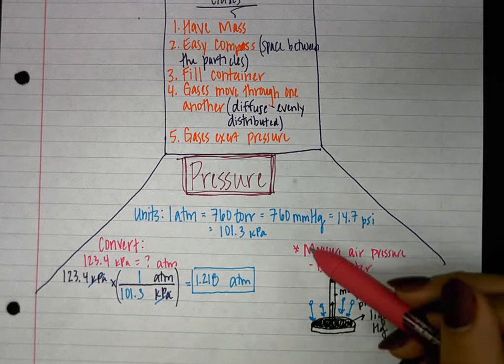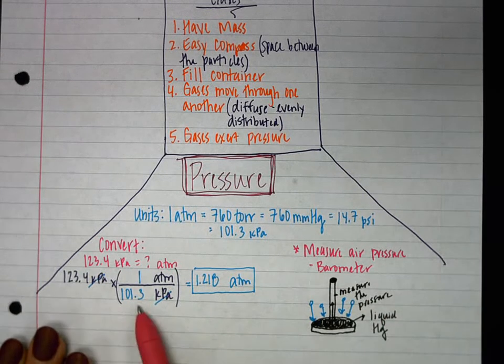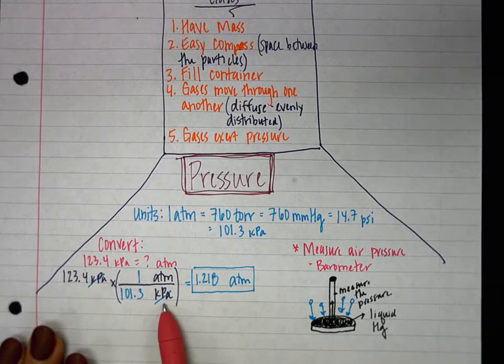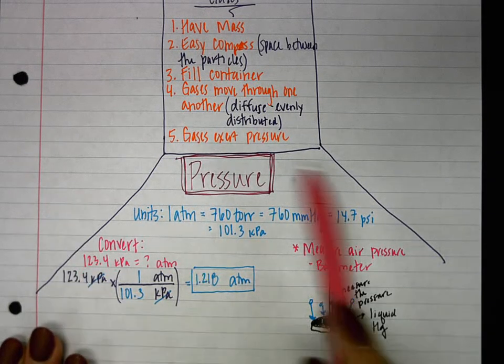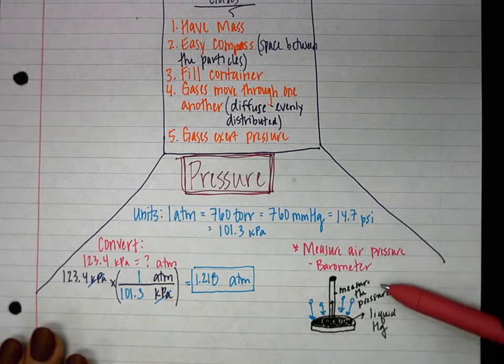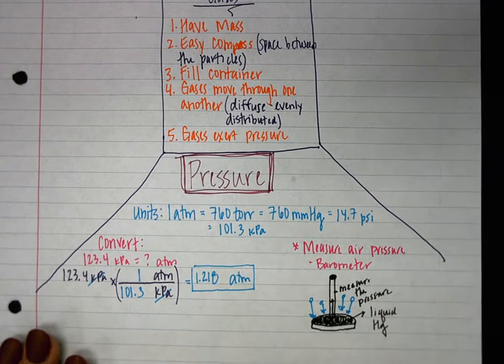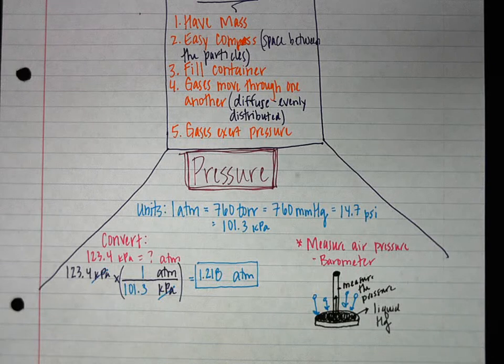Okay, so we went over our pressure. We did a pressure conversion. We converted one unit to another, making sure units cancel out, okay? You're going to do some practice with that after we finish the other quadrants, okay? And we also talked about the barometer and how the air pushes down on it and can push the liquid mercury up and we can record it, okay?